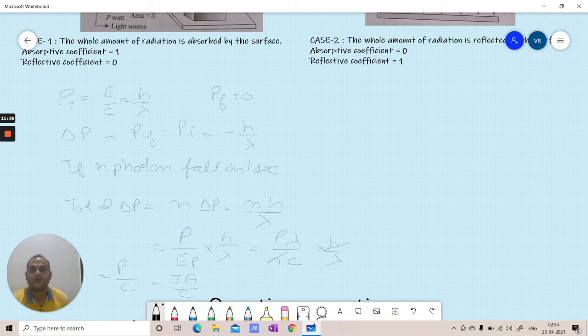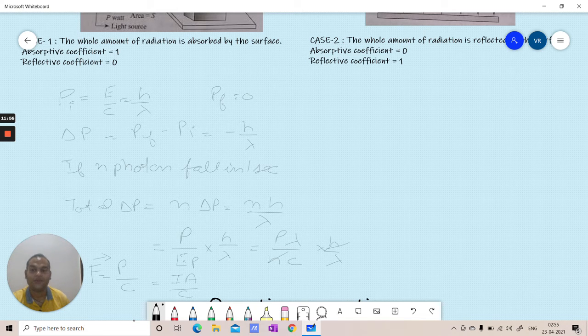So if the coefficient is only absorptive coefficient, then all the photons will get absorbed, and the total change in momentum, that is force. Total change in momentum is what? Force. So force will come out to be IA by C.